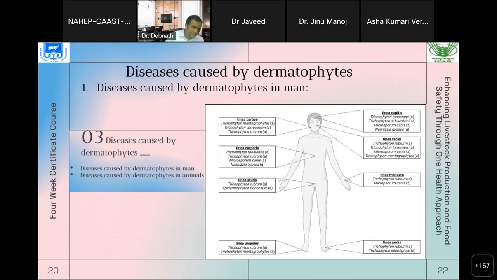Now, the third part of the lecture comprises the diseases caused by dermatophytes, both in man as well as animals. The basic difference between the disease in man and animals is that the disease produced in man is known as tinea, and this tinea is named differently on the basis of the site of infection on the body. When it is on the face, we call it tinea faciei. When it is on the scalp, we call it tinea capitis. In animals, this kind of nomenclature is not in use.